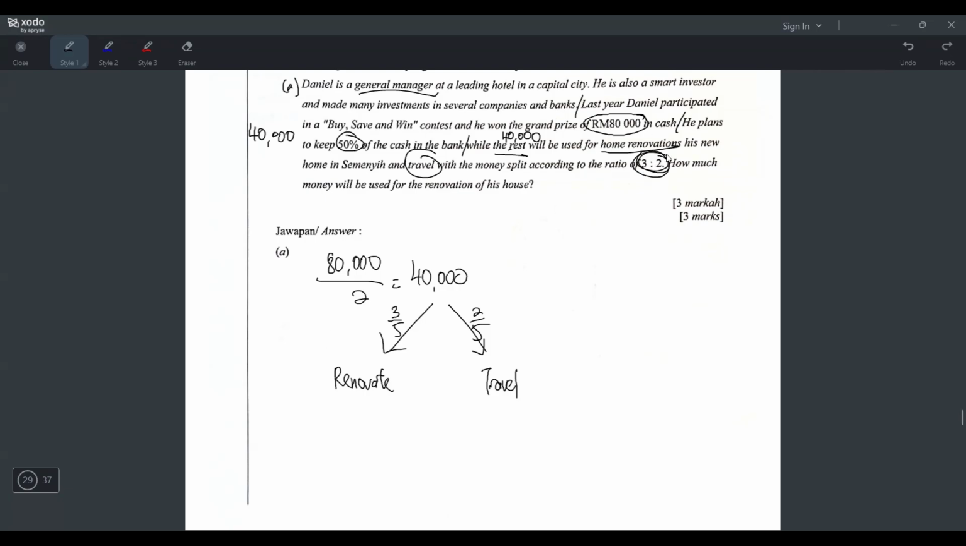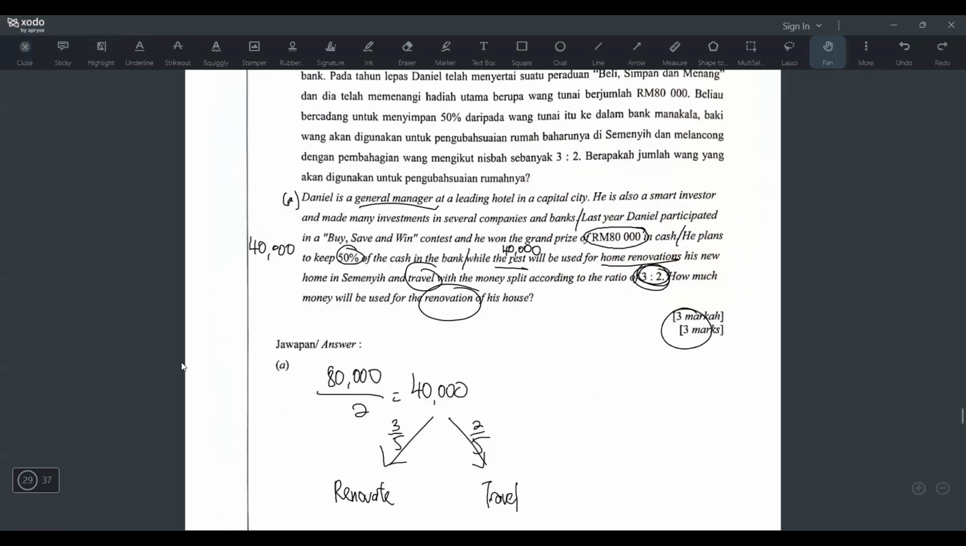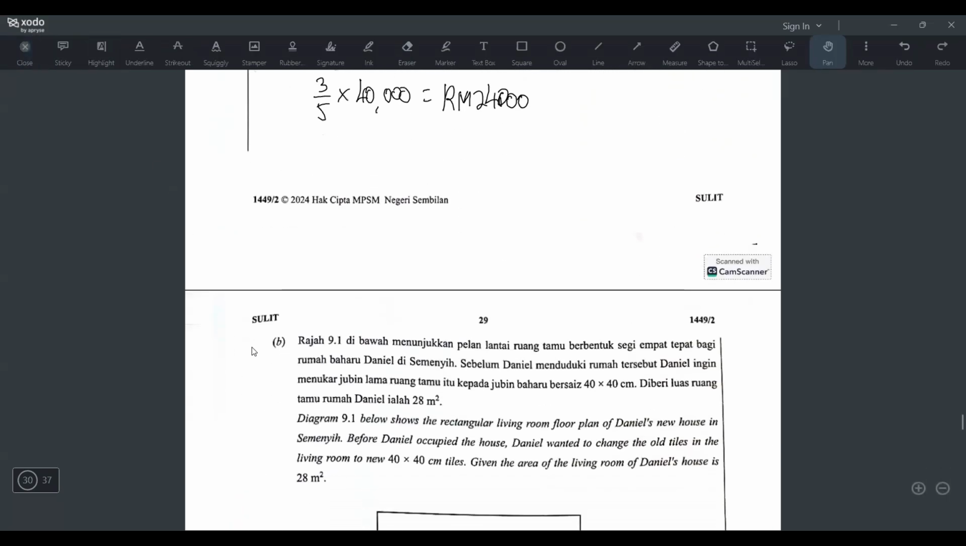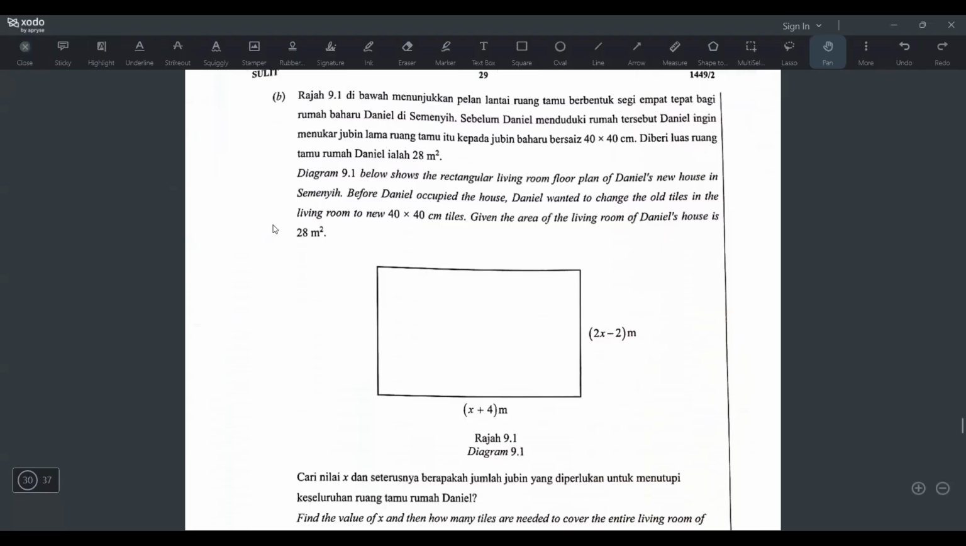So now they want to find how much money you use for renovation. So it's very easy. Just take 3/5 times 40,000, right? Then you get the answer already. So simple. Okay, so let's press. My calculator gives me 24K. Okay, 24,000. Make sure you write RM lah, because this is money, right? So that's all. So easy, 3 marks for this. Okay, I'll take it. All right, let's go to soalan B.